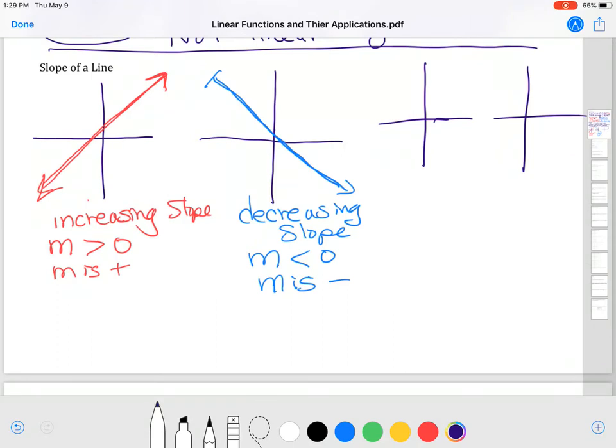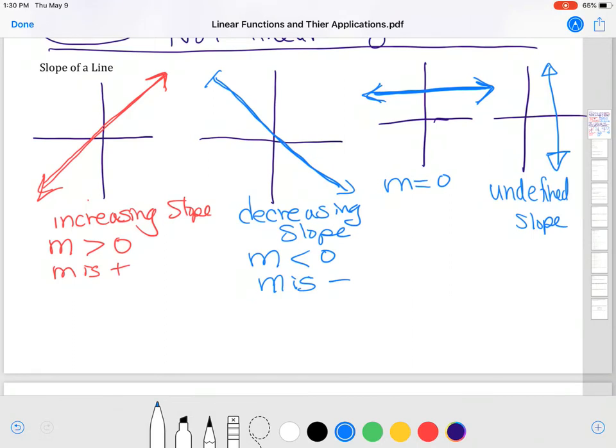Okay, if I have a line that is horizontal, it has a constant slope, and it's just a flat horizontal line. This is a slope of 0. There's no tilt. And then the other special case is if you have a vertical line. This would be an undefined slope. And I'll go through and explain why that's undefined in just a second.